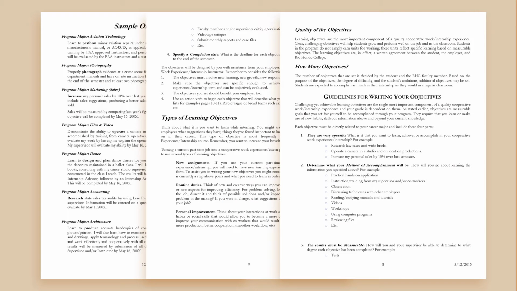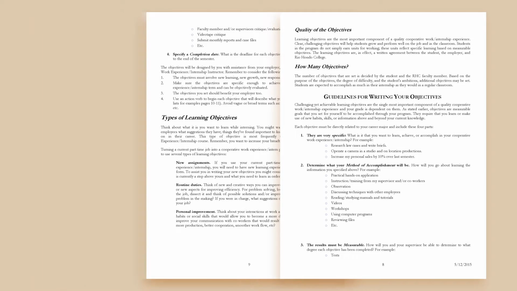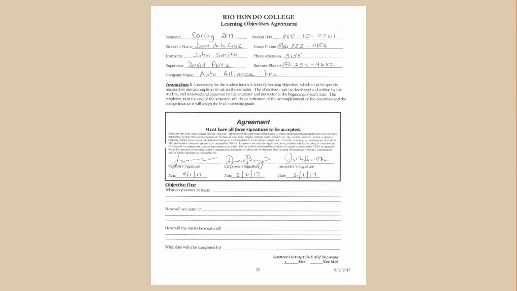You must complete the learning objective agreement with the input and approval of both your employer and instructor. You will find some guidelines in your handbook on how to write the learning objectives. Please remember that your hours will not begin to accumulate until your application and learning objective agreement are signed by you, your instructor, and your employer.